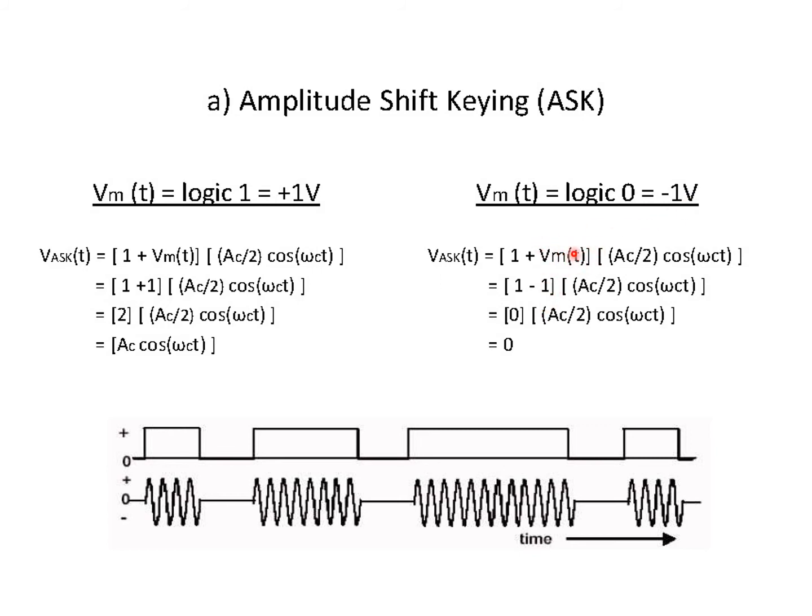the input voltage will be minus 1. So this whole carrier will vanish. Here you can see the input waveform and the output modulated signal. When there is an input signal, there will be an output carrier. Its value will be Ac cos(ωc t), and when there is no input or when there is an off state, the output will be 0.